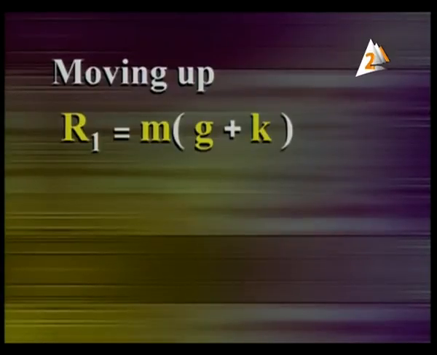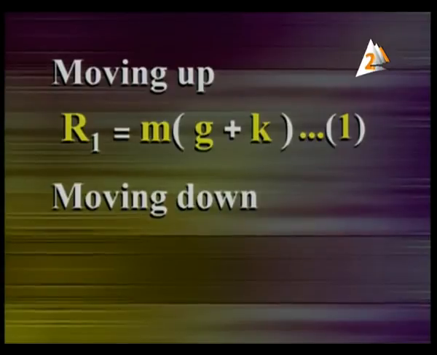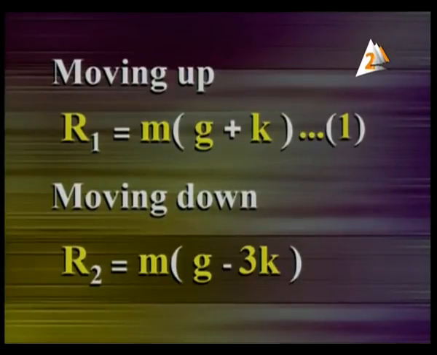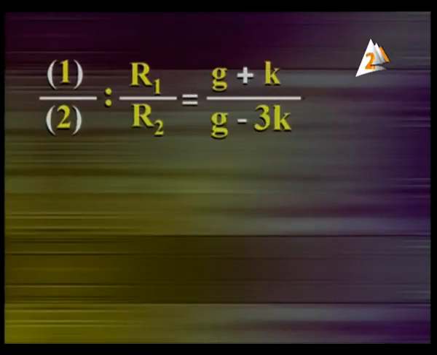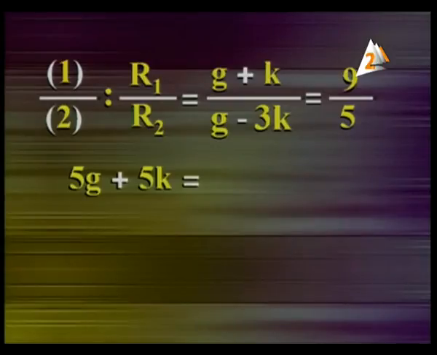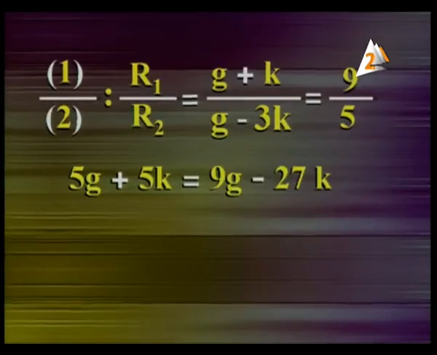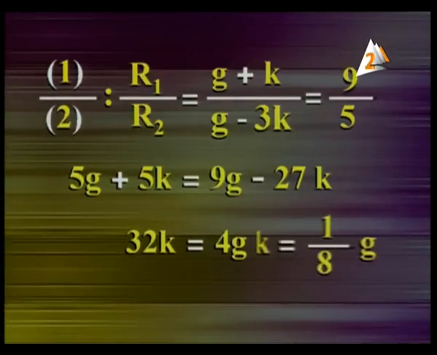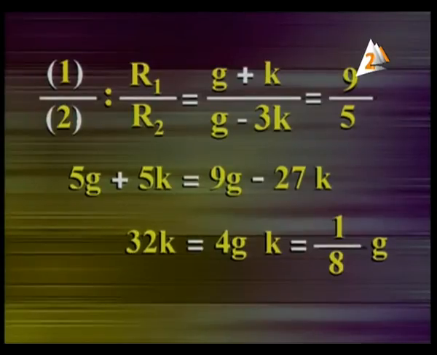In case of moving up, R1 equals m times (g plus k), and this is equation number 1. In case of moving down, R2 equals m times (g minus 3k), and this is equation number 2. Divide 1 by 2, therefore R1 over R2 equals (g plus k) over (g minus 3k) equals 9 over 5. Therefore, by cross multiplication, we get 5g plus 5k equals 9g minus 27k. Therefore, 32k equals 4g. Therefore, k equals 1 over 8 g.